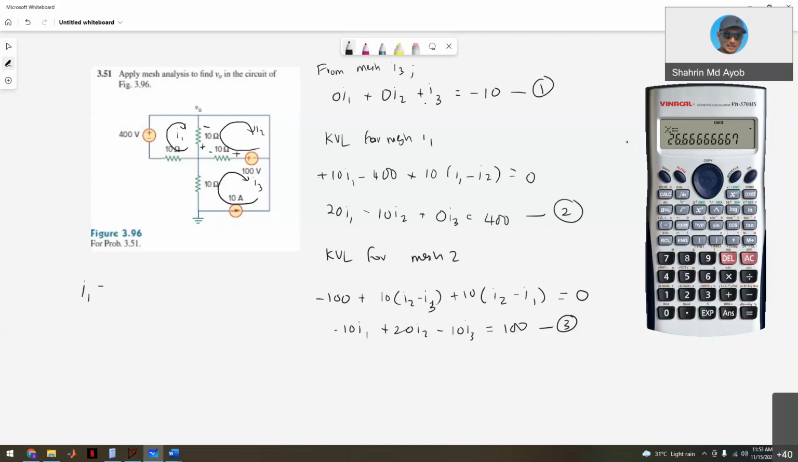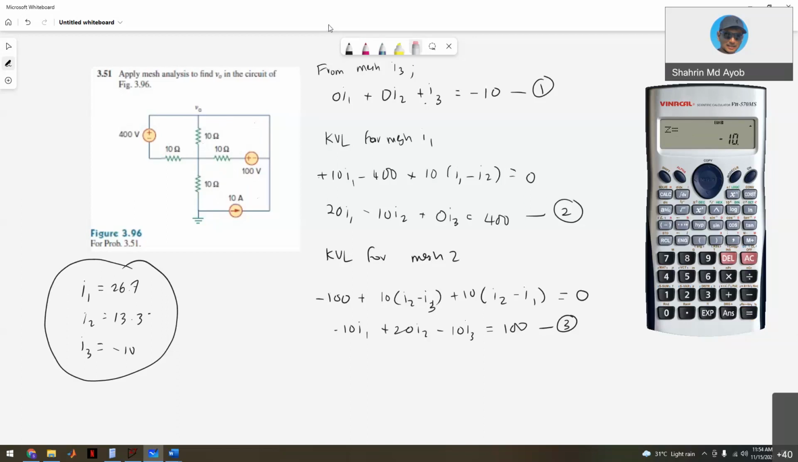So your I1 is 26.7. I2 is 13.33. And I3 is already calculated, negative 10. Okay, so we have completed the mesh analysis. Now the main question is to find your VO. Okay, so how to find your VO?